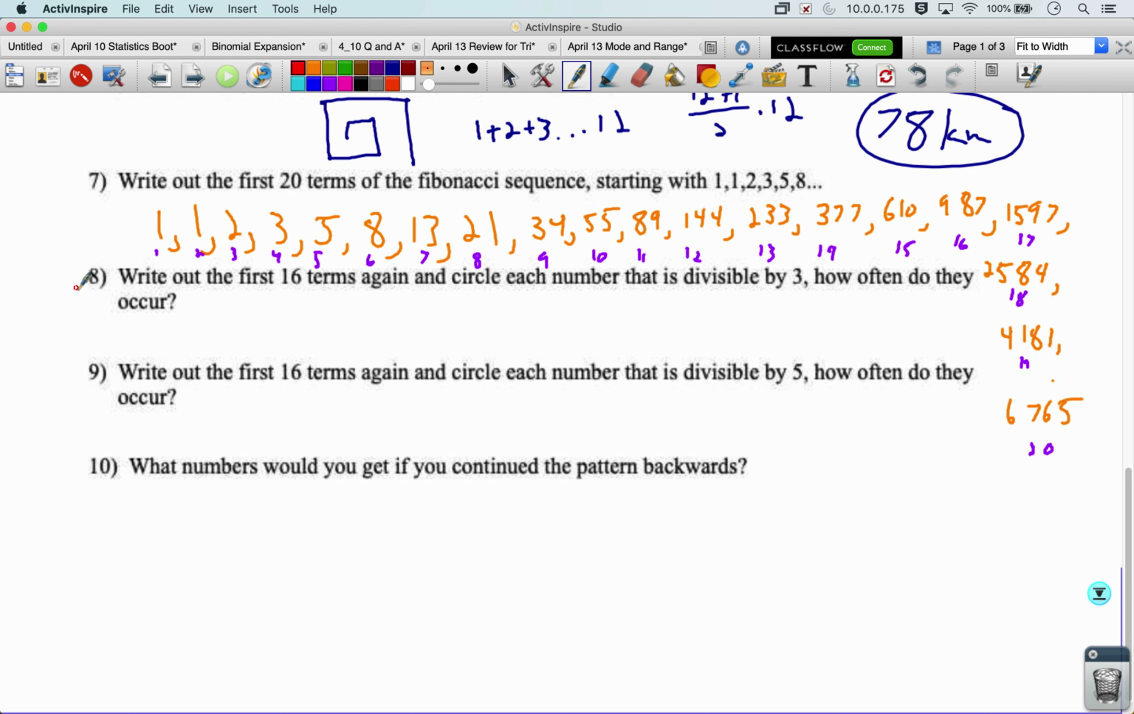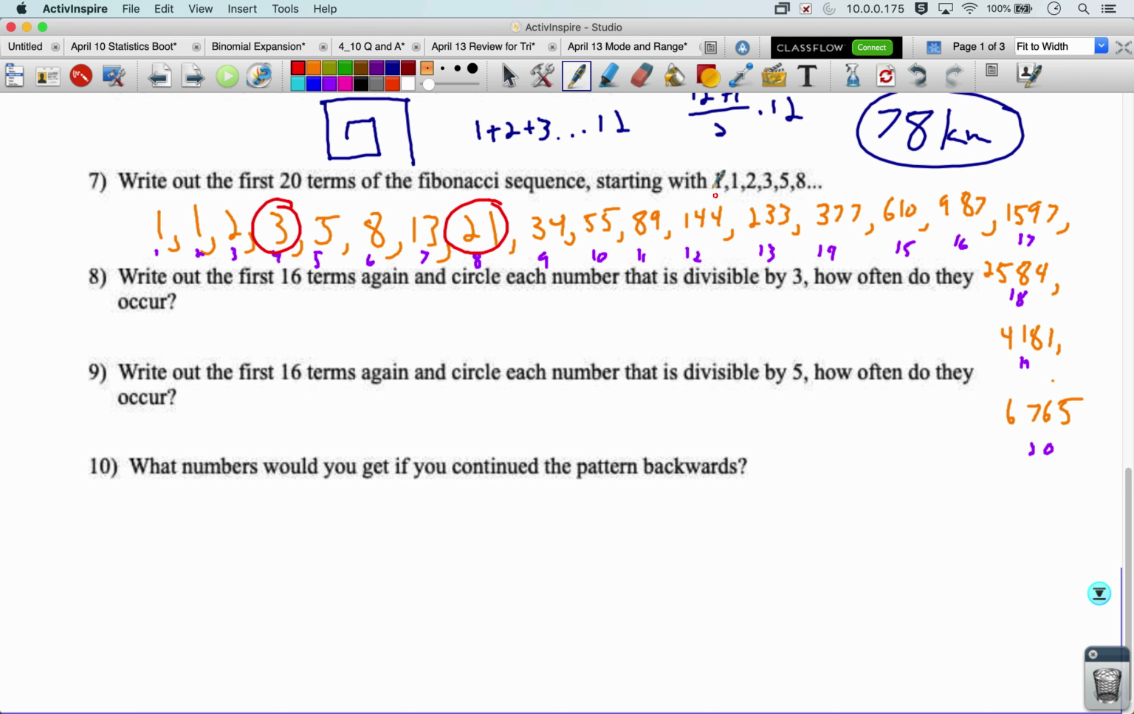Question 8 says write out the first 16 terms again and circle each number that's divisible by 3. How often do they occur? So we got to talk about a trick for divisibility here. If the sum of the digits is divisible by 3, then the whole number is divisible by 3. So let's check with a couple numbers. 13. 1 plus 3 is 4. That's not divisible by 3. 21 is 2 plus 1. That's 3. 3 is divisible by 3.